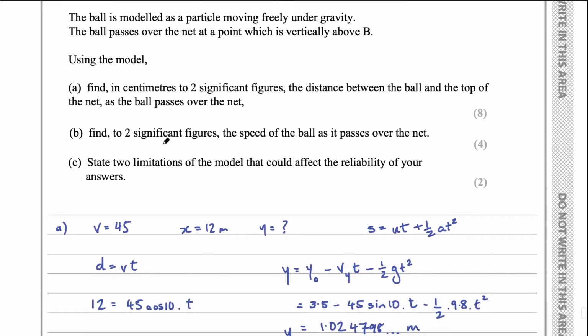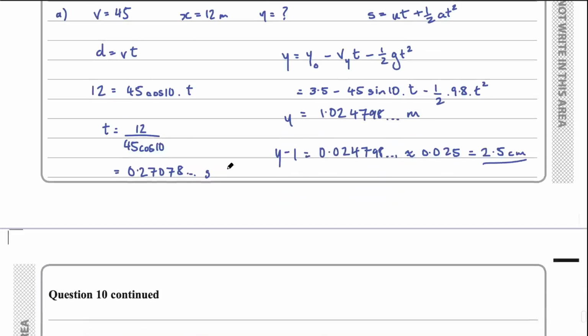Part B says find to two significant figures the speed of the ball as it passes over the net. So here we need to find the horizontal and vertical parts of that velocity again when the ball is at the net. Now, as we said before, the horizontal part is not going to change. There's no acceleration acting in that direction. So this is still going to be 45 cosine 10. The vertical velocity is going to change.